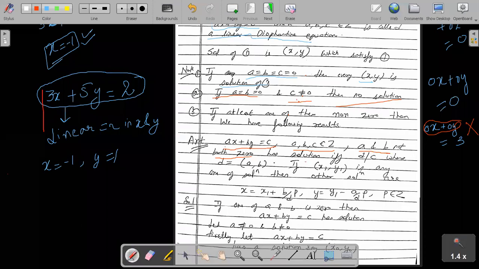So now this is the criteria. This equation AX plus BY is equal to C has a solution if and only if D divides C, where D is the GCD of A and B. So when the GCD of A and B divides C, then the equation will have a solution. And this goes both ways. If it has a solution, then D, the GCD of A and B, divides C, and if the GCD of A and B divides C, then the equation has a solution. Right? This is the second part.